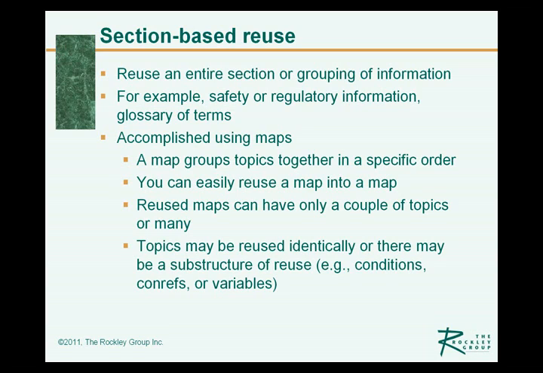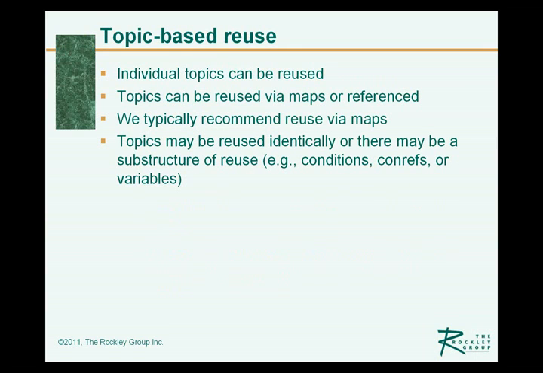Now the content in that map could be identical throughout. So all the topics, all the information, everything's exactly the same. But there is a possibility that in some of those topics that are within it, there are some variations. And I'm going to talk about what some of those variations could be.